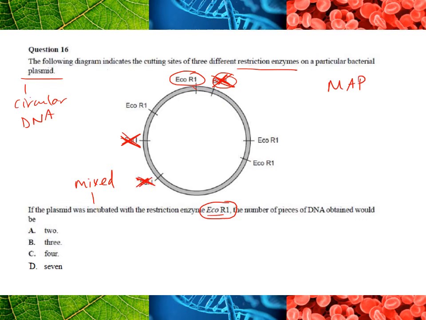So it'll go through and it will cut here. It will keep going. It will cut here. It'll keep going. It'll cut here. And it will keep going and it will find this one. It will cut here. So we will end up with 1, 2, 3, 4 pieces of DNA.